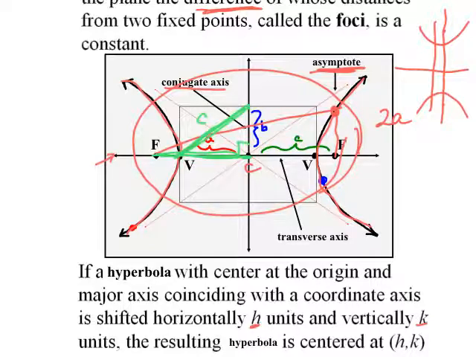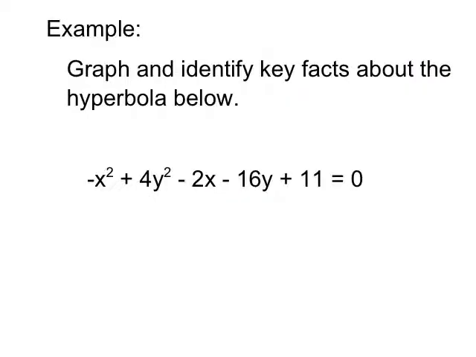All right, let's look at some examples. Our first example is to graph and identify key facts about the hyperbola below. The first thing you want to see is that your a value is -1 and your c value is 4. So one is negative and one is positive. You immediately know, since they both exist and they're different signs, that this is a hyperbola. Okay, why don't you pause it here and complete the square, and then we'll unpause it together and you'll see the answer.